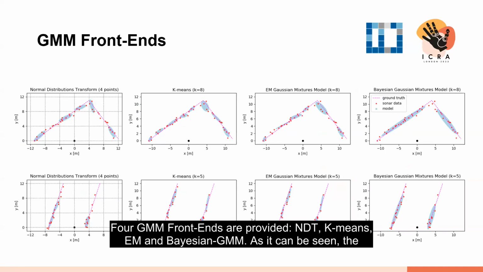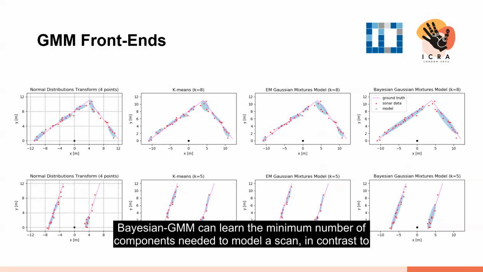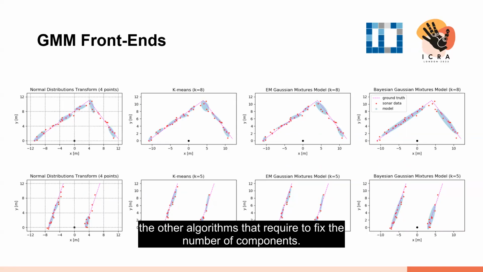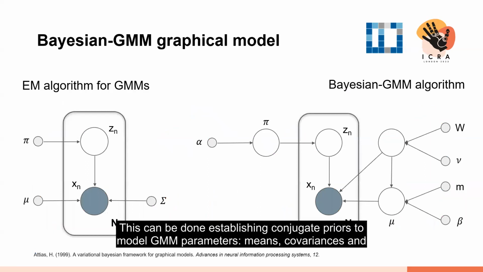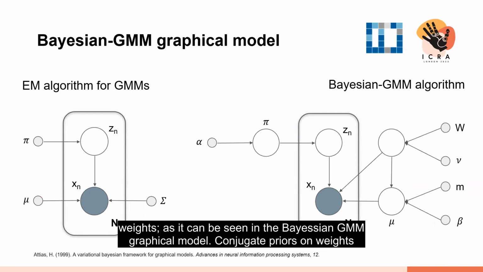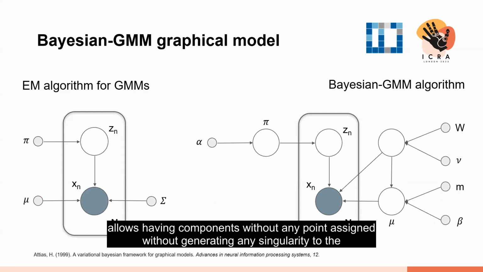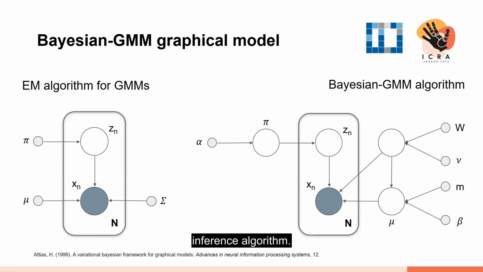As can be seen, the Bayesian-GMM can learn the minimum number of components needed to model a scan, in contrast to the other algorithms that require fixing the number of components. This can be done by establishing conjugate priors to model GMM parameters, means, covariance, and weight, as can be seen in the Bayesian-GMM graphical model. Conjugate priors on weights allow having components without any point assignment without generating any singularity in the inference algorithm.